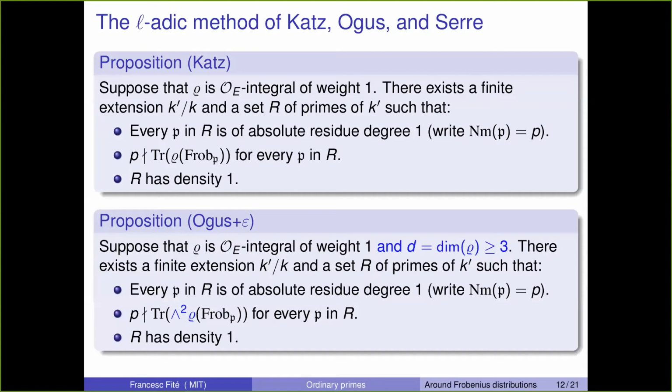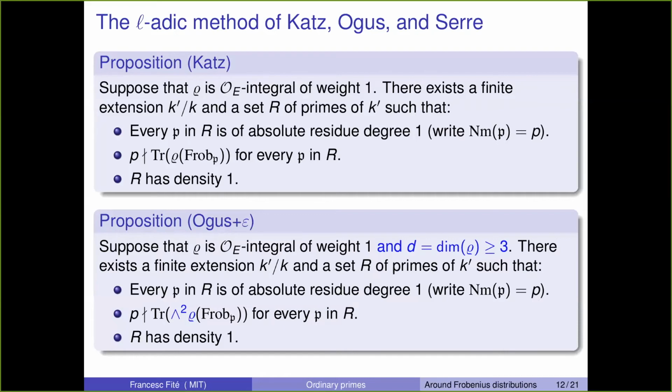The second part of the method, which I will call the proposition due to Ogus, starts with a very similar input. So rho is integral and of weight 1, but now we require that rho has dimension at least 3. We want to exclude dimension 2.